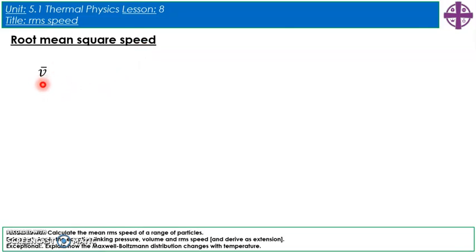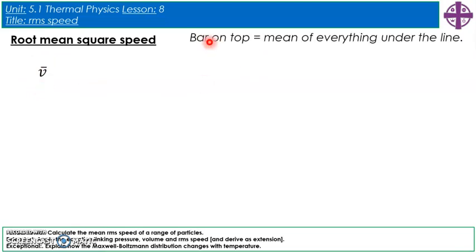So this is v for velocity, and it's got this little bar on top. Whenever you see that bar, that means you're looking for the mean of something. So this right here means the mean of v, the mean of the velocities. So a bar on top means that is the mean of everything under the line. So for example, let's say I had 3 particles. I would calculate the mean by doing the sum of the velocities, adding all the velocities of 3 different particles together, and dividing it by the number of particles, in this case 3.